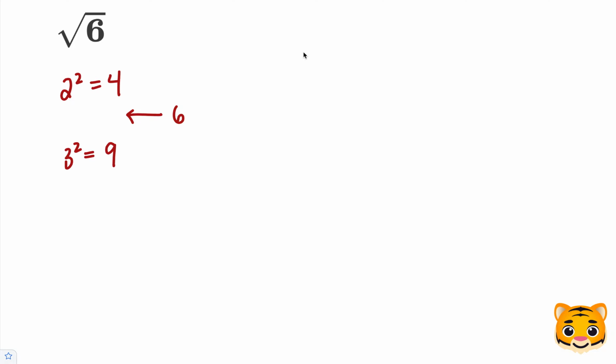So we can write the following inequality. 4 is less than 6, which is less than 9. Now we can square root each value, and we can write the square root of 4 is less than the square root of 6, which is less than the square root of 9.